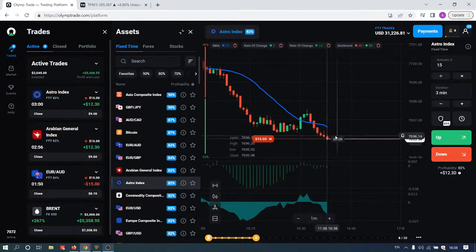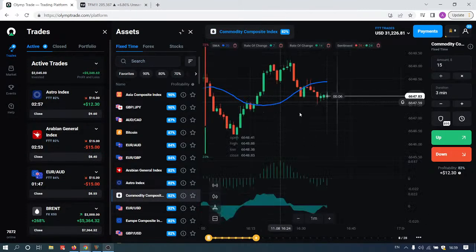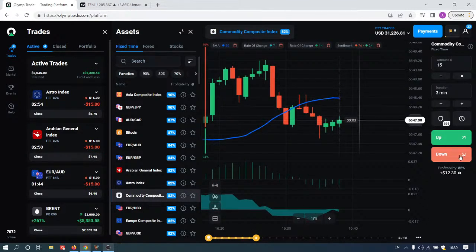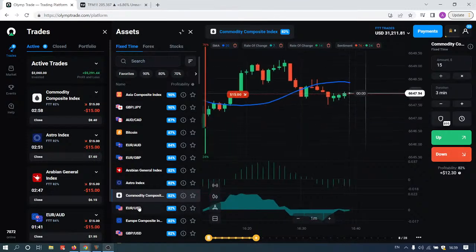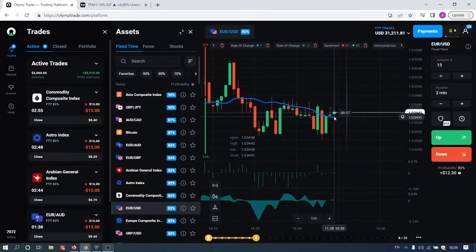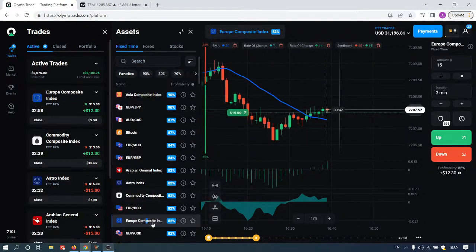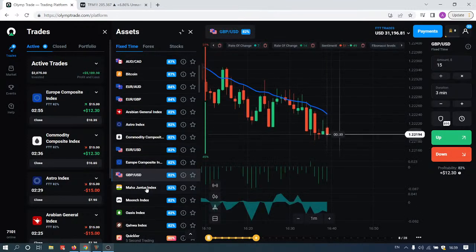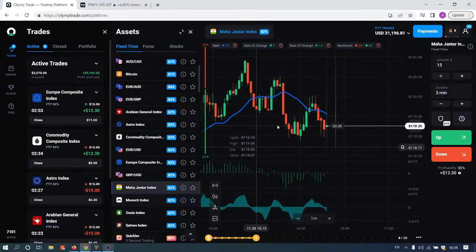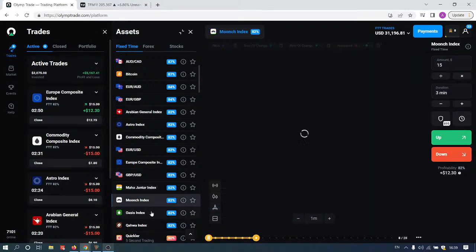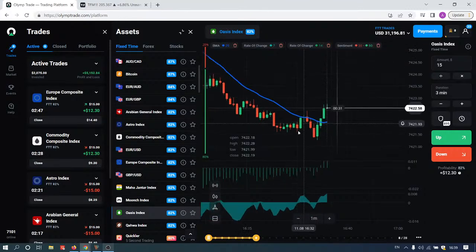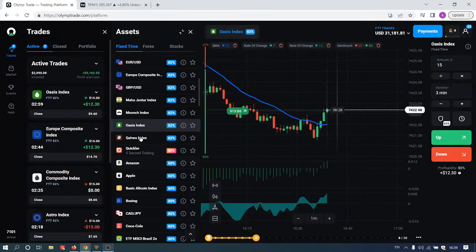So Astro Index, yes, that's definitely a down trade. Commodity Composite, yes, also a down trade here. So the Euro USD, I'm not very sure about this signal because we are kind of moving sideways in the middle, so I will skip on this one. Europe composite, I will open an up trade. Yes, Oasis index, let's open an up trade.